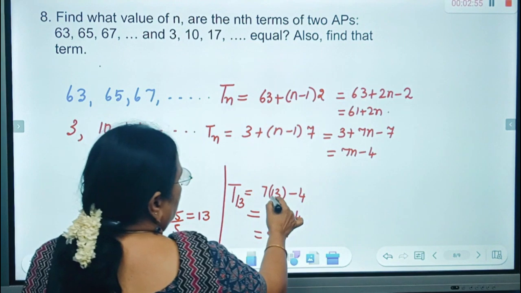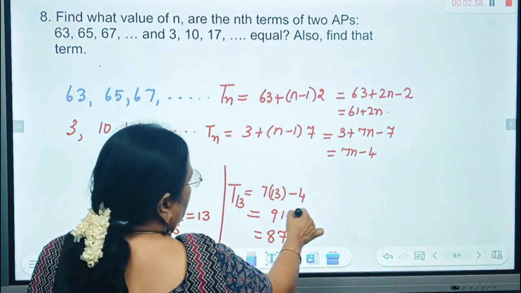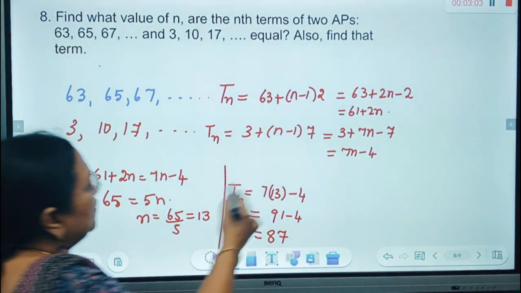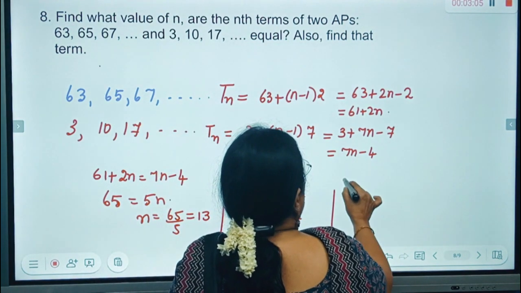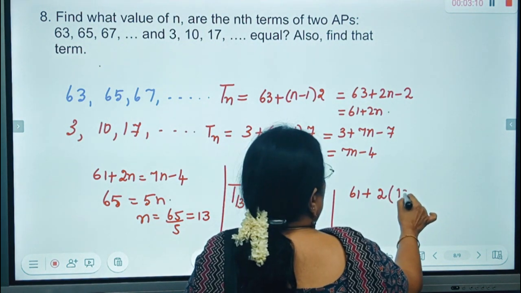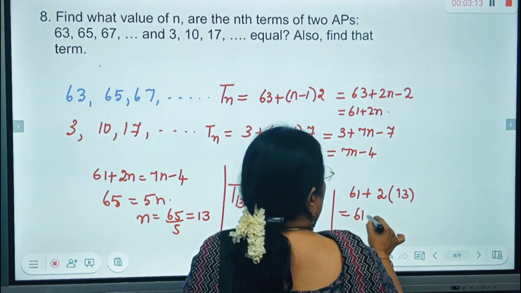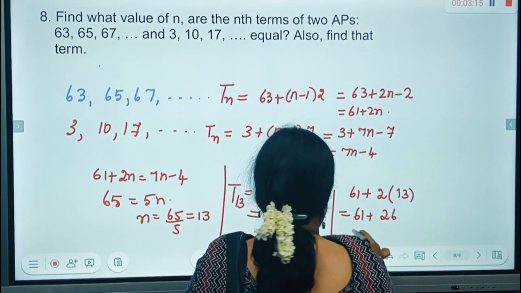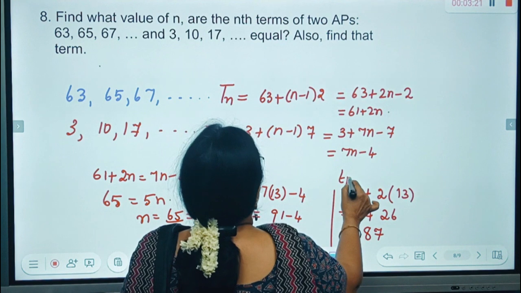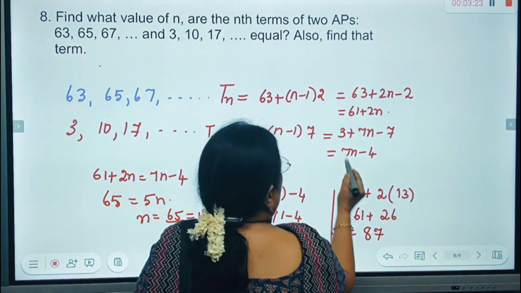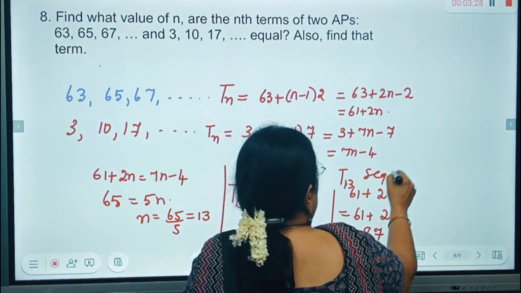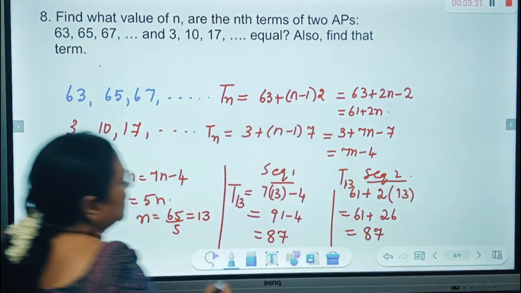7 into 13, 91 minus 4, 87. So what will be 61 plus 2n? 61 plus 2 into n is 13, which is 61 plus 26. That is also 87. So this is T13, this is T13 for sequence 1 and sequence 2. So when n equals 13, what is the understanding?